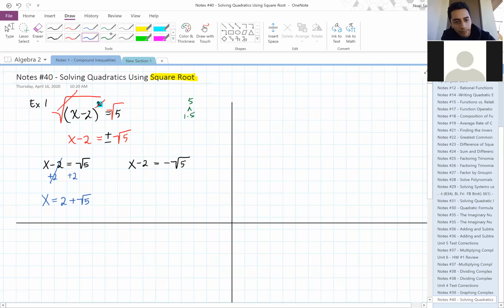On the other side, you add 2 as well. The 2's cancel, and you're left with x is equal to 2 minus root 5. These 2 represent your exact answers.